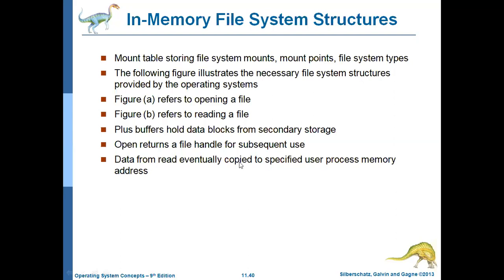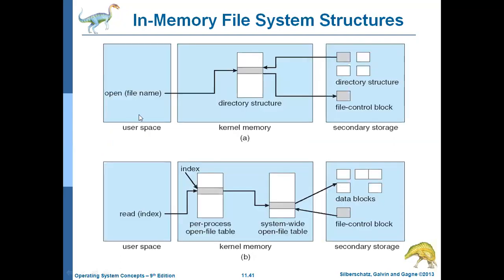Data from read is eventually copied to the specified user process memory address. You can see that this is for open and this is for read. For us it is just opening a file, but what happens when you open it? You open it along with the file name. This is the API. The full API is not demonstrated here, only for your reference, it's just open. Through this API, control is sent to the kernel memory, saying that this particular file has to be opened.